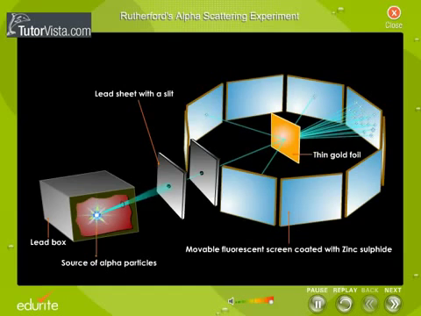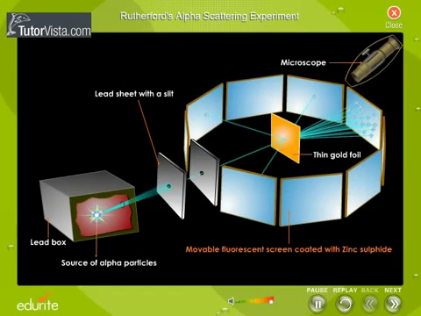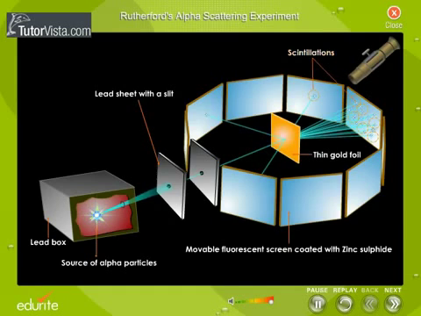The scattered alpha particles were detected using a rotatable detector, which has a microscope and is screen-coated with zinc sulfide. The whole experimental setup was placed in an evacuated chamber to prevent scattering by the air molecules. These striking particles caused scintillations on the screen.